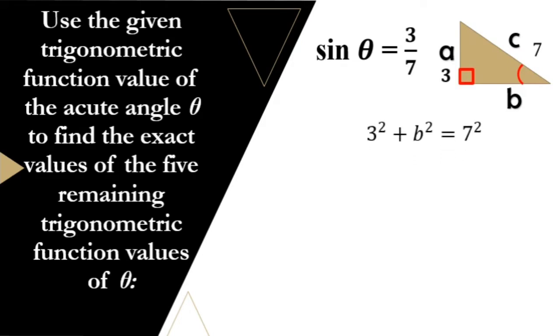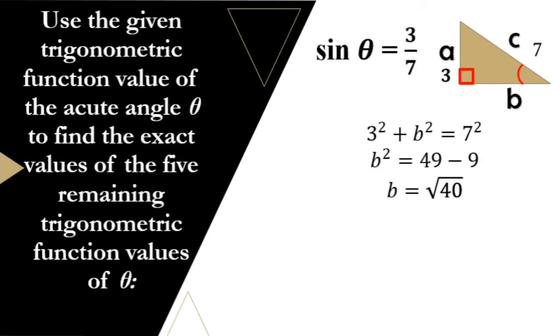So that means a squared plus b squared equals c squared. This b is really representing the adjacent side. So since 7 squared is 49 and 3 squared is 9, we subtract 9 from both sides. So b squared equals 49 minus 9, which is 40. And when you take the square root of both sides, you get b is equal to root 40.